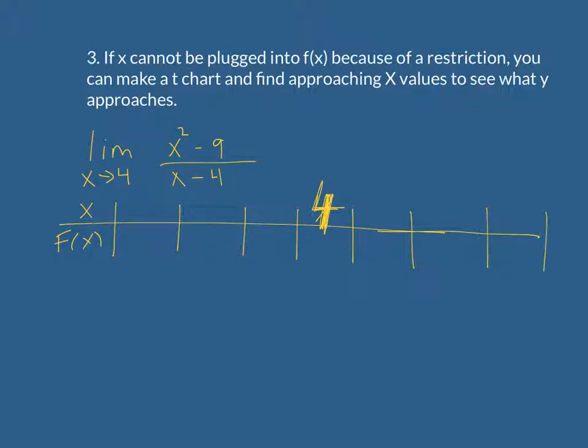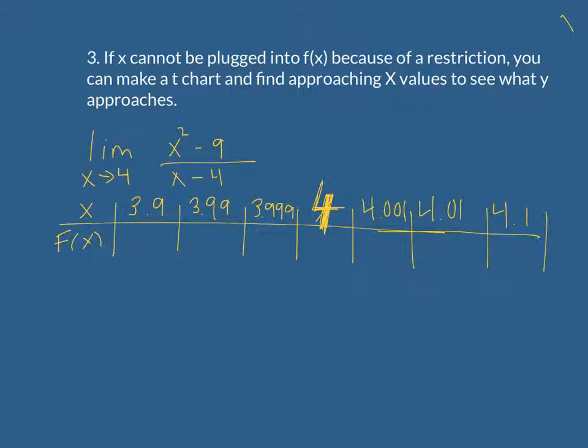So let's approach it from the left. So we'd go 3.9, 3.99, 3.999, and from the right 4.1, 4.01, 4.001. And I'm going to plug these values into the function. I will just come up with them so you don't have to worry about time of me calculating them.